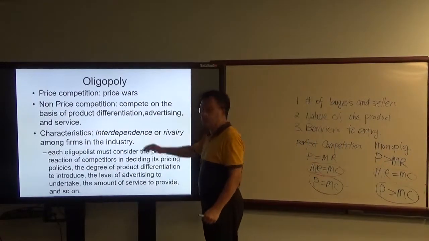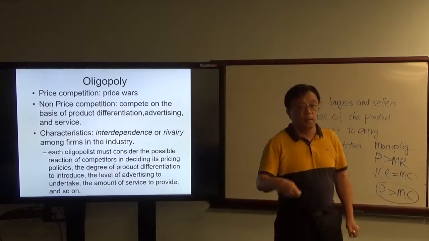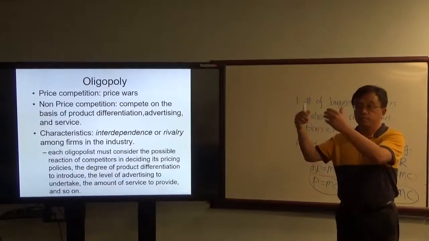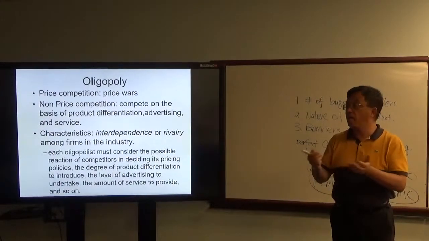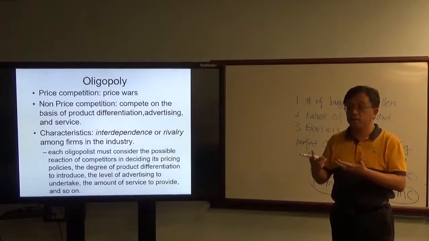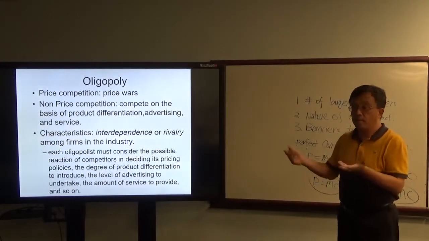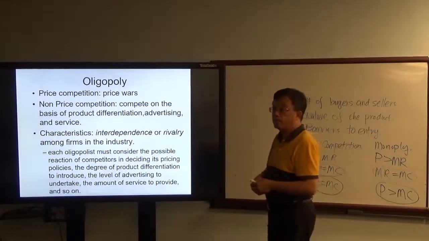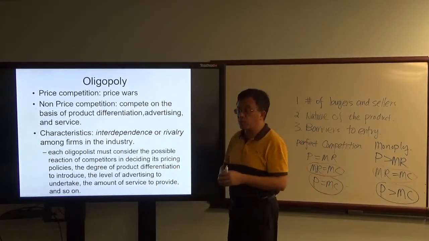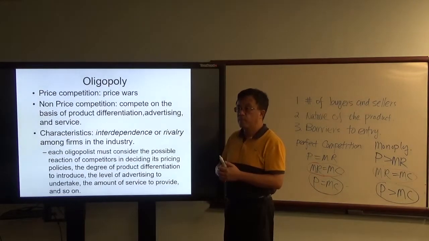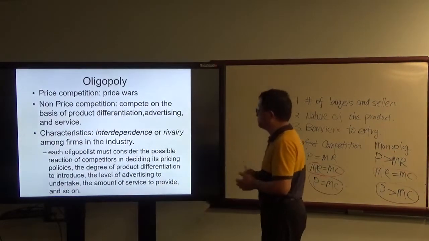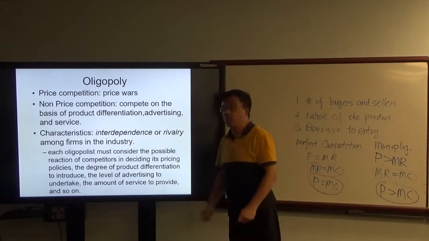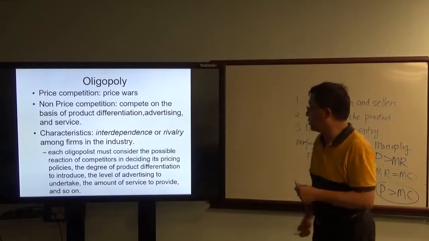The companies are interdependent. Which means what? If a company, AT&T, decides to have a free upgrade to iPhone 8 or X, whatever, then AT&T has to take into account the possible reactions from the rivals, right? T-Mobile. So the companies are interdependent. They must consider the possible outcomes or reactions of competitors.